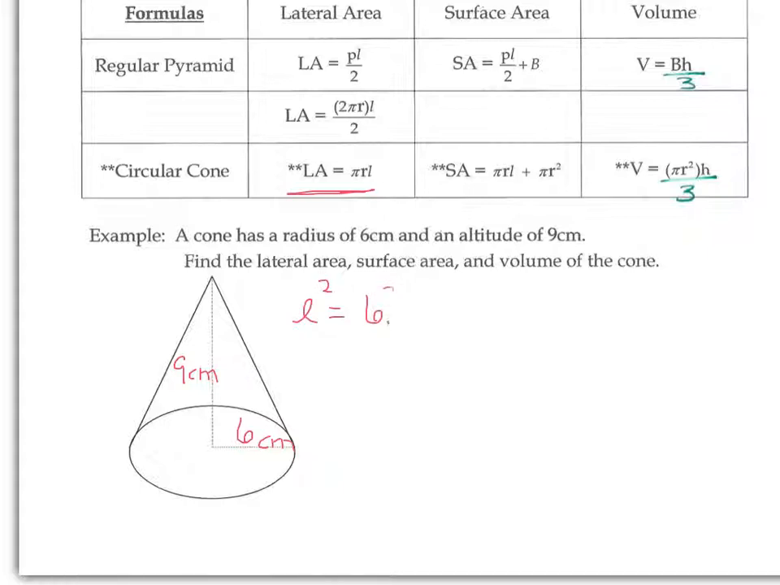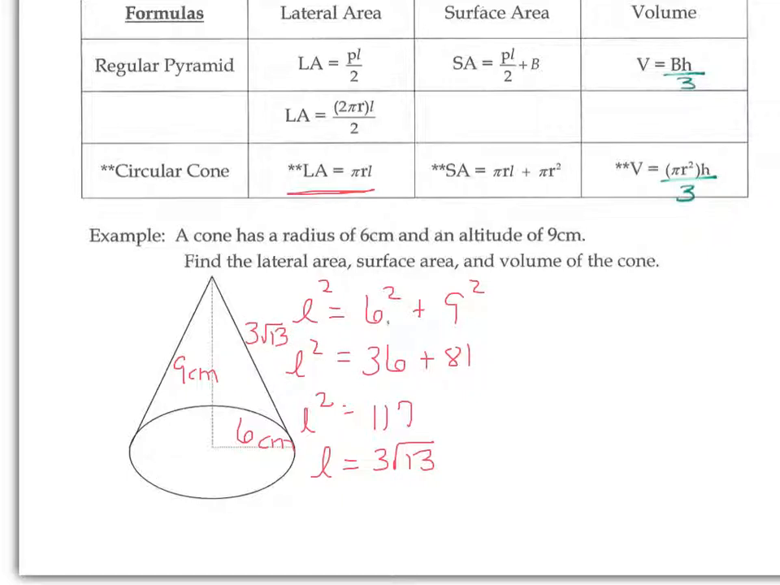All right, so we know that the slant height, or L squared, is going to be equal to 6 squared plus 9 squared. 36 plus 81 equals L squared, which is 117. So L equals 3 square roots of 13. It's okay to have square roots in your answer.